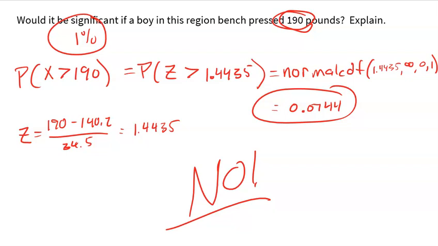So again, it happens. 7% is very, very likely. So if a boy said, I bench press 190, I'd be like, hey, good for you. I don't think you did anything that special. But again, I needed the probability to answer that question.